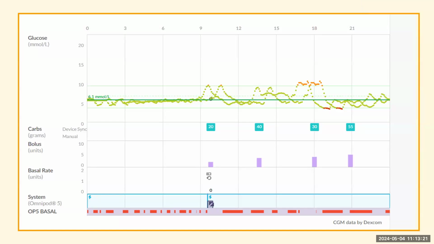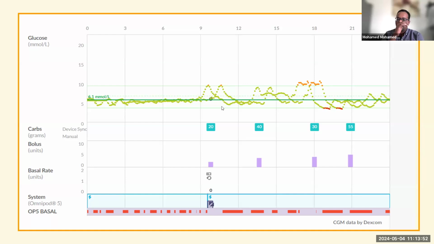May I ask a question? Feel free to ask questions. Why does the pump stop giving basal insulin when the glucose is so high? You mean in this, where? Here. It is high, but it's trending down.